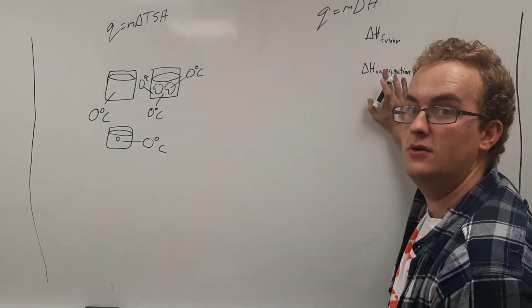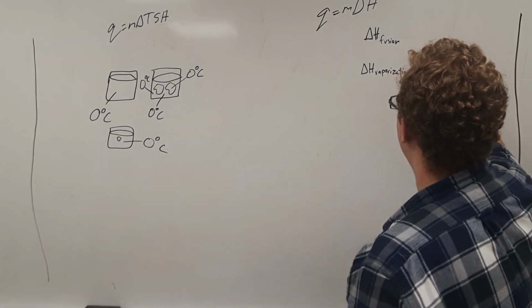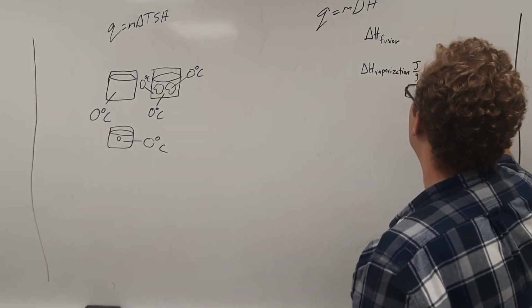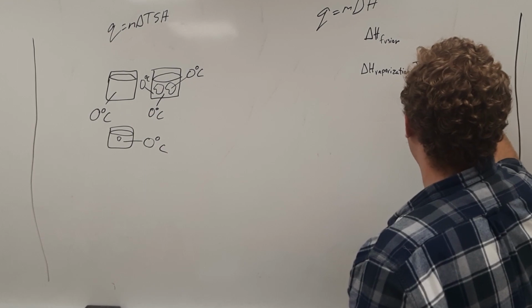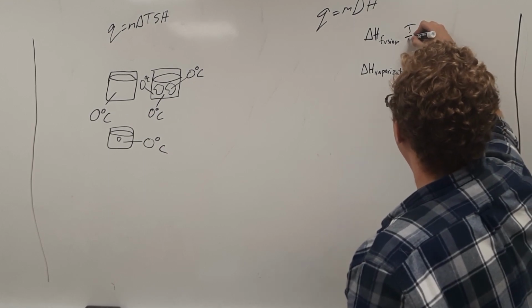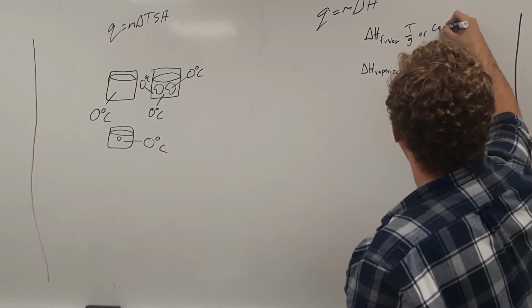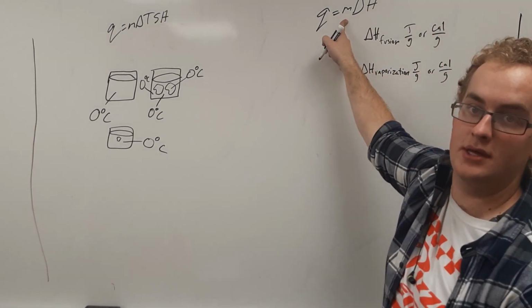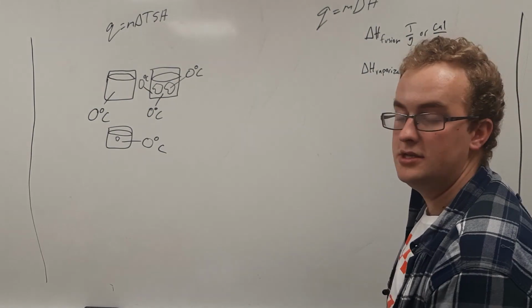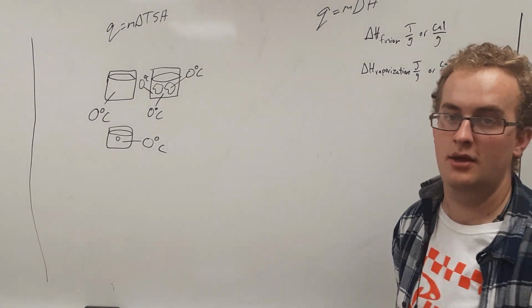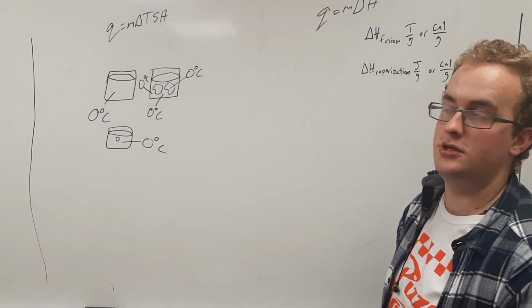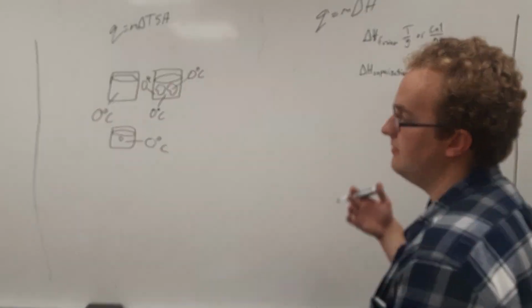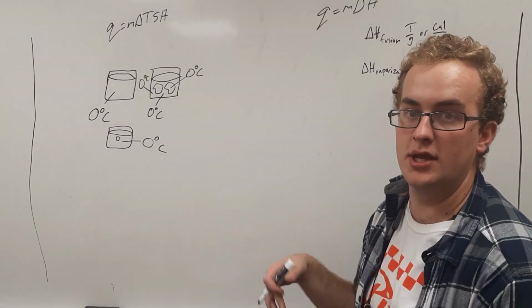And then all you have to do is, this is in units of joules per gram or calories per gram. Same with this one. Just times this amount by whatever the mass of your substance is, and you found out how much heat it took to melt all of it, or to freeze all of it, or to boil all of it, or to condense all of it.